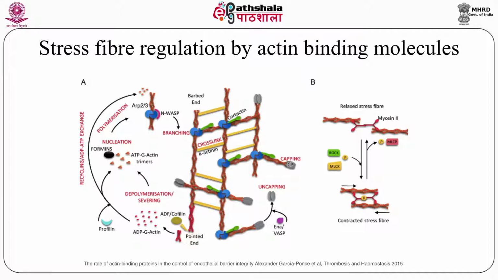N-WASP stands for neural Wiskott-Aldrich syndrome protein. This is a nucleation promoting factor. There are other proteins known as formins, which control nucleation and polymerization of new actin filaments or elongation of existing filaments, but they are not involved in actin branching. Formins are involved in filopodia and lamellipodia formation, assembly of stress fibers and actin networks for vesicular transport, cell adhesion, and endothelial junction stabilization.